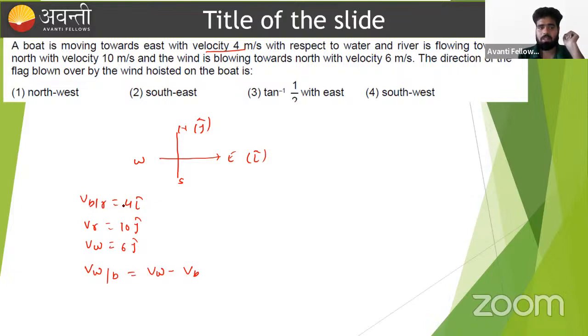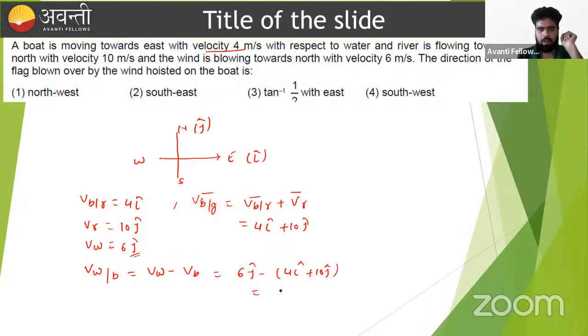Velocity of boat with respect to river is given. So if we want to calculate velocity of boat with respect to ground, how can we calculate? That is velocity of boat with respect to river plus velocity of river. I hope this is clear. And this value will become 4i cap plus 10j cap, right? What is the velocity of wind with respect to ground? 6j cap. Put this value here: 6j cap minus (4i cap plus 10j cap). Here if we solve this, this will become minus 4i cap and this will become minus 4j cap.